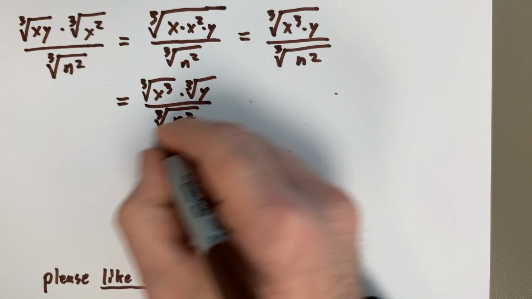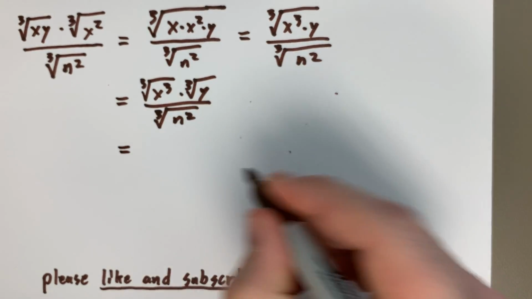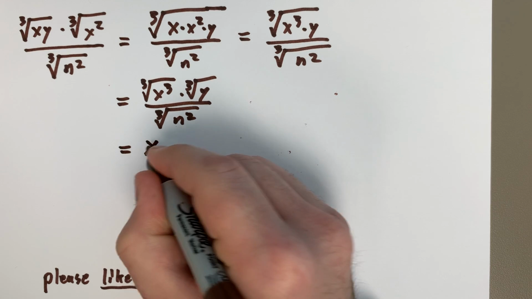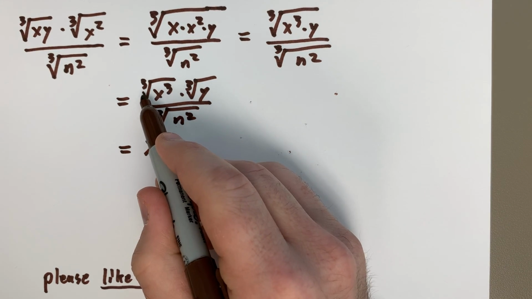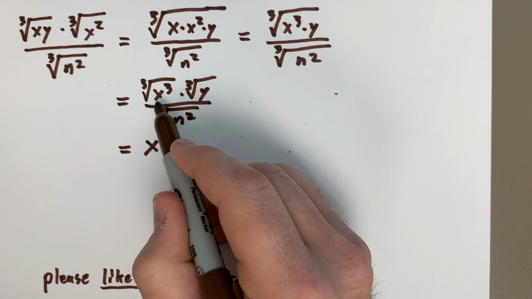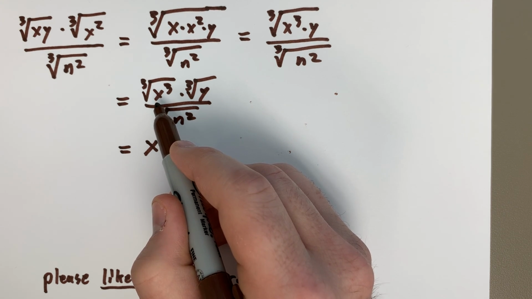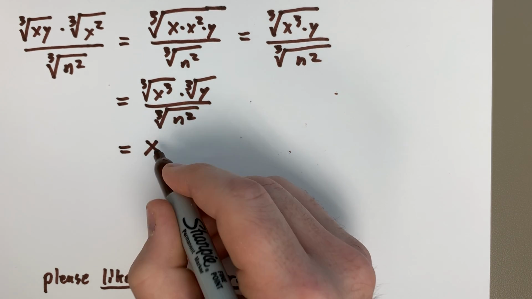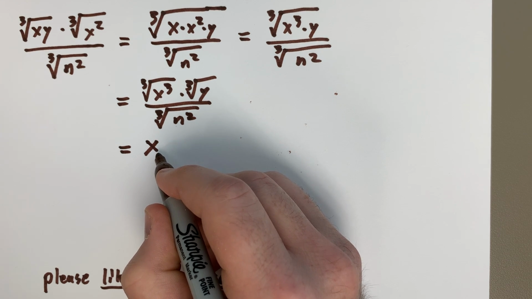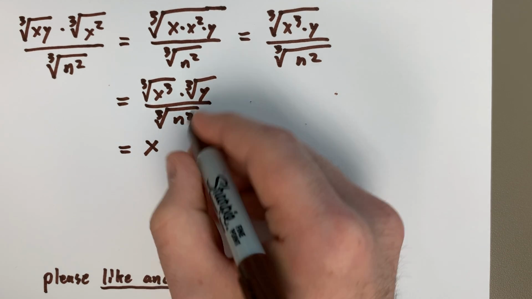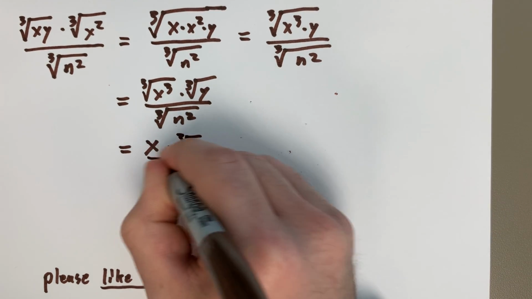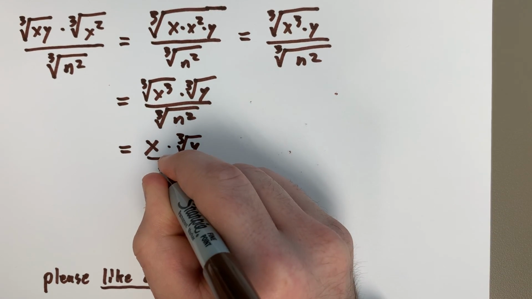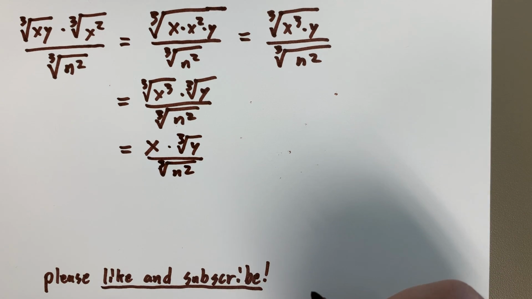So continuing this way, this gives us x, y. Why not absolute values? Well, because I have a cube root and a cube. So whether or not x is positive or negative, we don't actually lose the negative, so we don't have to put absolute value bars around this x. So I'm left with the cube root of y all over the cube root of n squared.